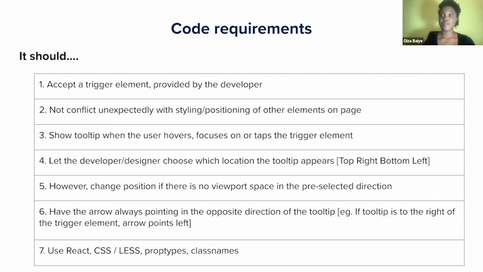And then it will have an optional arrow that will point in the opposite direction to where the tooltip is located. And so if the tooltip is below the trigger element, so that is the tooltip position is bottom, then the arrow will be on top. If the tooltip is to the right, then the arrow is pointing to the left. And finally, our team just decided that we weren't going to use special libraries or plugins. We would just stick to basic React, CSS, and things like prop types and the class name util.